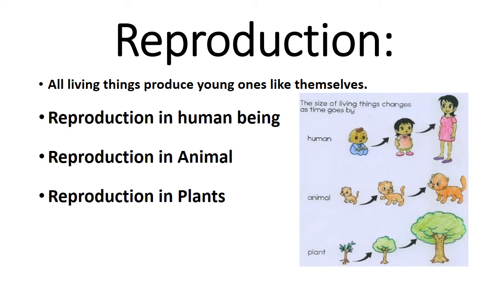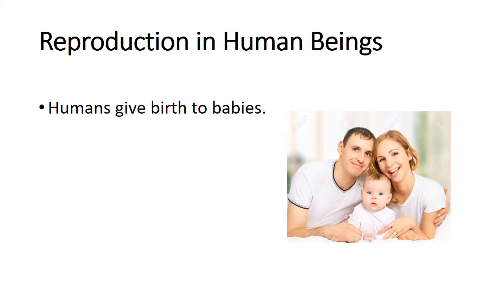If you look at this example, a kitten changes into a cat, and in the example of a plant, a seed grows into a smaller plant, and then it becomes a tree. So in this topic we are going to discuss reproduction in human beings, reproduction in animals, and reproduction in plants one by one. Human beings reproduce in only one way. They give birth to babies.